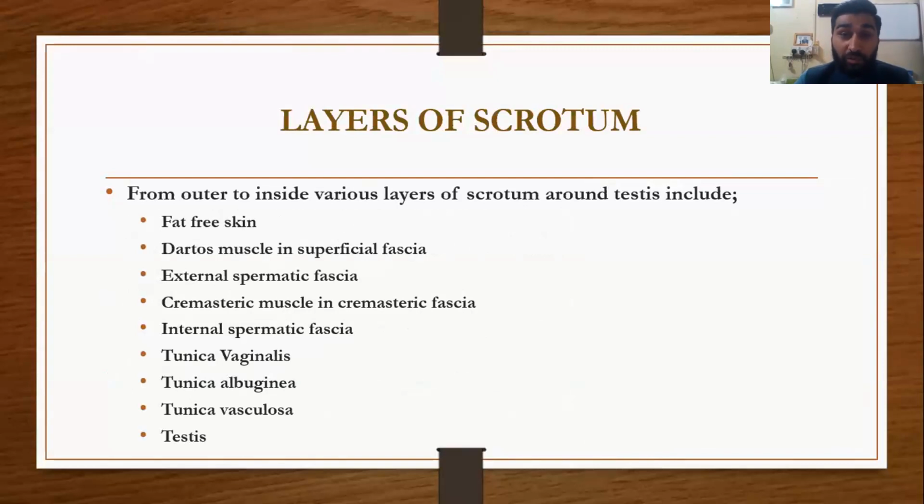So we are here with the layers of the scrotum. From outer to inner, we have various layers. The very first layer is the fat-free skin. Number 2, the dartos muscle in superficial fascia. Number 3, external spermatic fascia. Number 4, cremasteric muscle in cremasteric fascia. Number 5, internal spermatic fascia. Number 6, tunica vaginalis. Number 7, tunica albuginea. Number 8, tunica vasculosa. And the innermost is the testes.